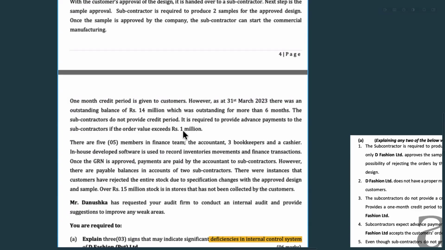For the 10 million worth of goods, you have already paid 10 million to the subcontractors because that's a cash deal. Not only that, you made advance payment. Sometimes you took a loan from the bank, so you are going to pay the interest also. So there is a huge mismanagement here. You have to understand it, right?